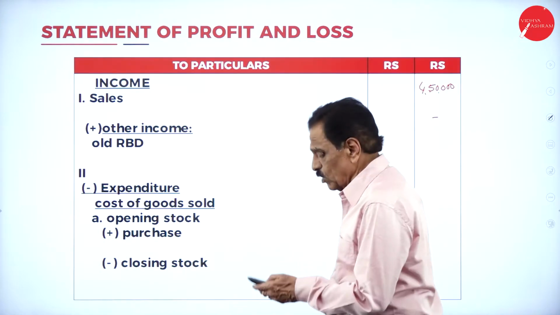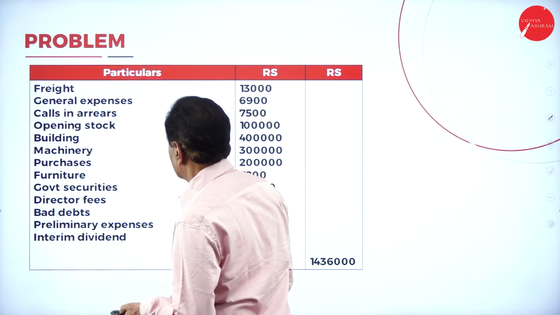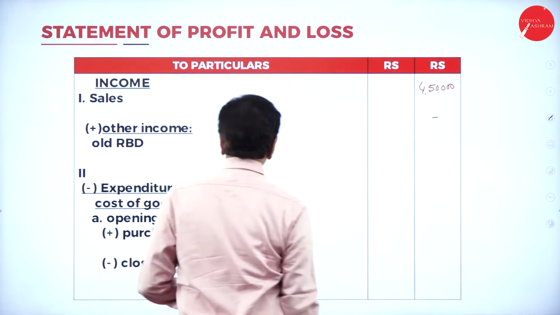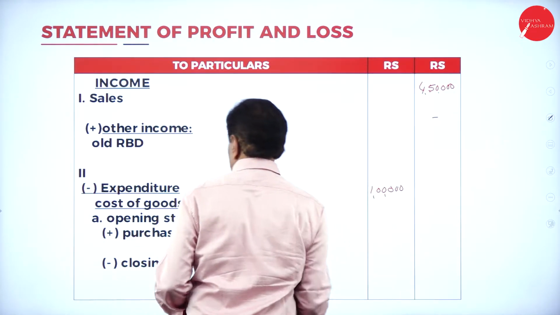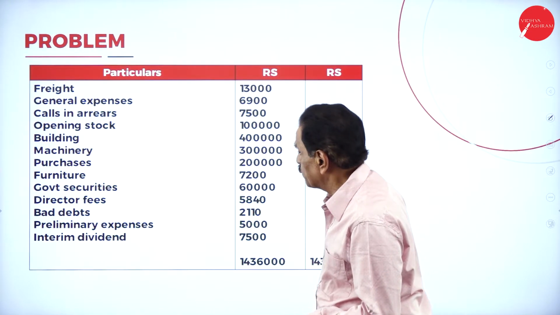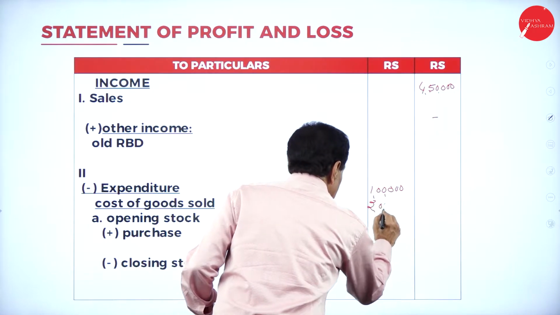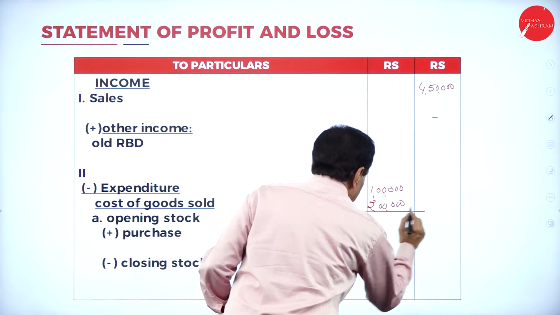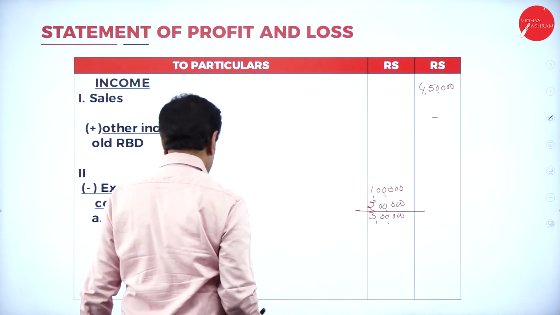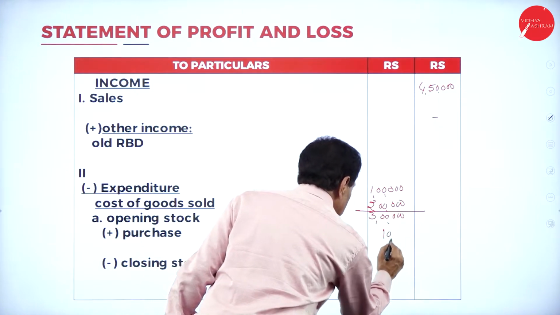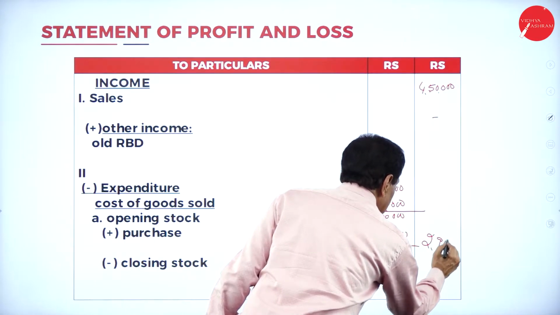Expenditure, cost of goods sold, opening stock. What's your opening stock here? 1 lakh. Plus purchases, 2 lakh. It becomes 3 lakh. Minus closing stock, 10,000. It becomes 2,90,000.